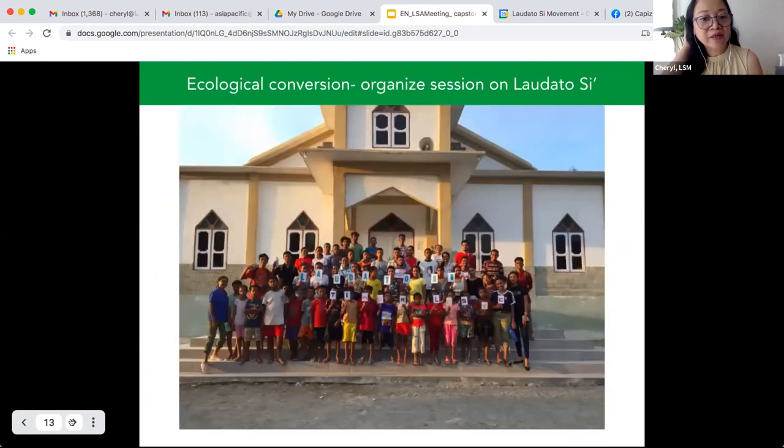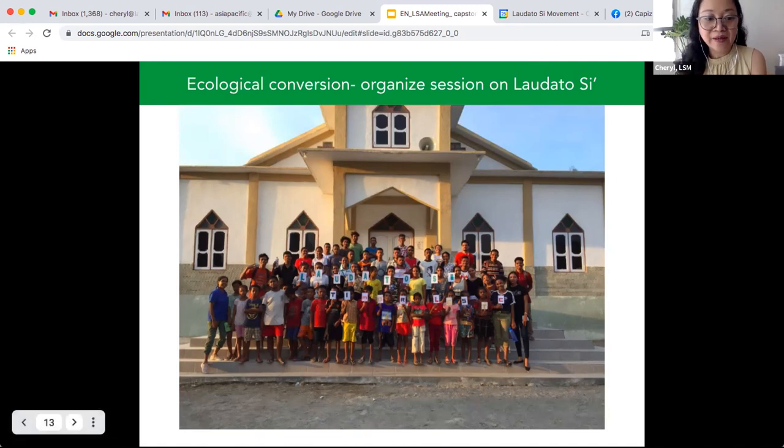And this is also a session on Laudato Si organized by the youth of Timor-Leste in the different parishes in their country. So they talk to the parish priest, ask that they be allowed to speak about Laudato Si to the youth or children, and they were allowed to do it. So this is a very good way to make people aware of the message of Laudato Si, and at the same time get them to act to protect creation.